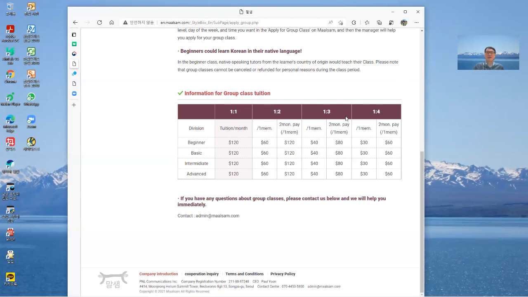Our group class consists of all courses for 2 months. So one member pays $60, and 2 months total $120. It means if you choose 1-4 group class, per member, all courses, $30 per member. And automatically 2 months becomes $60, right? $60, you can get paid class for 2 months, okay?